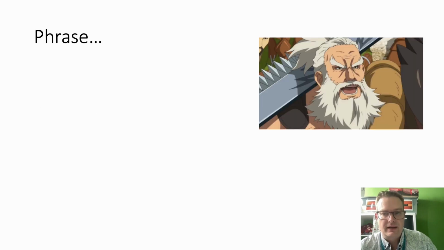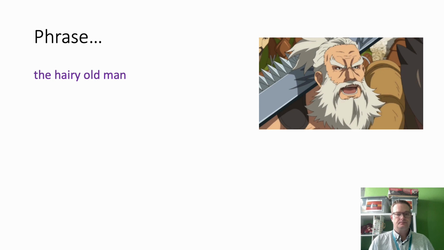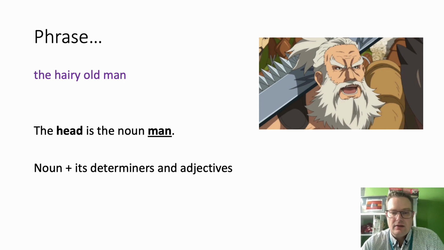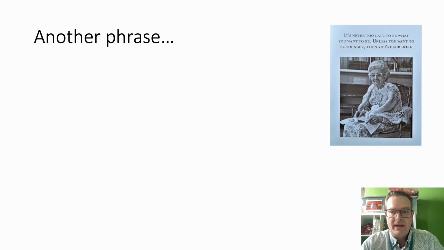So if you've got a phrase like this one, the hairy old man, have a think for a second. What word are all the other words telling us about? And hopefully you worked out the head is man, because the, hairy, and old are all telling us about the man. So the head is the noun man. So the noun and all of its determiners and adjectives as a group is called a noun phrase because the head is a noun. What about this one?